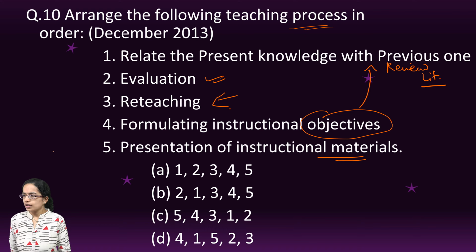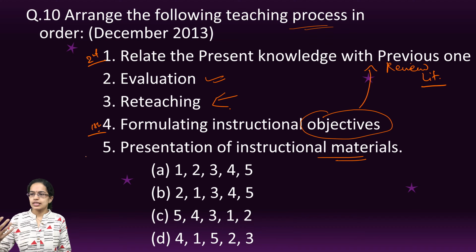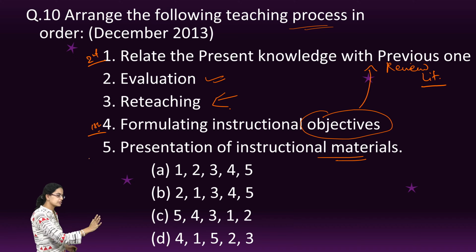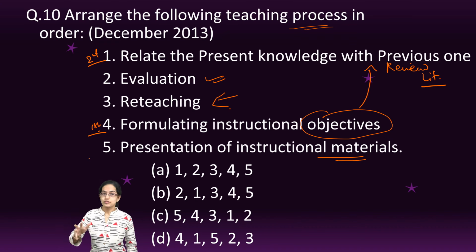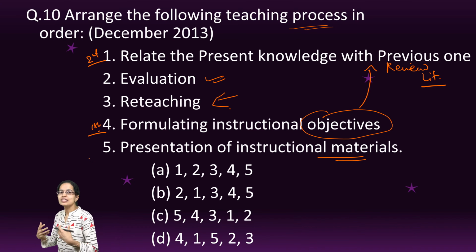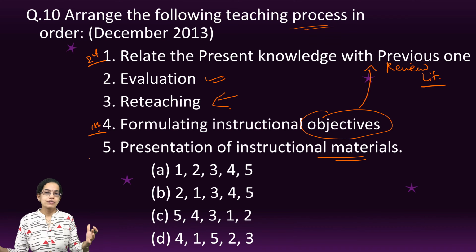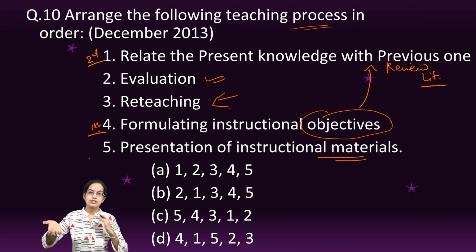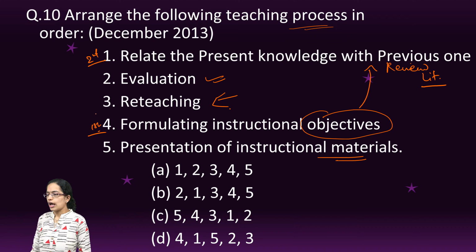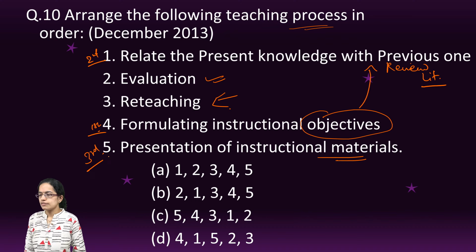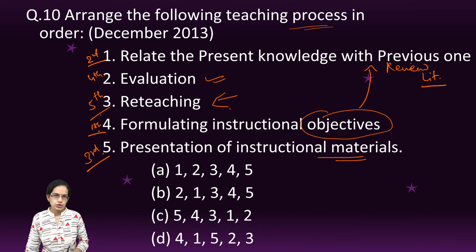So you have, at the first position, this, then you have review of literature, or understanding or relating present knowledge with the past knowledge. We use the term review of literature mainly with research aptitude, not with teaching aptitude, but this is similar to that, where we are trying to connect the present with the past. Okay, and then you have presentation of the material, which is the third. Finally evaluation is done, and if required there is reteaching that is done. So that becomes your right order.